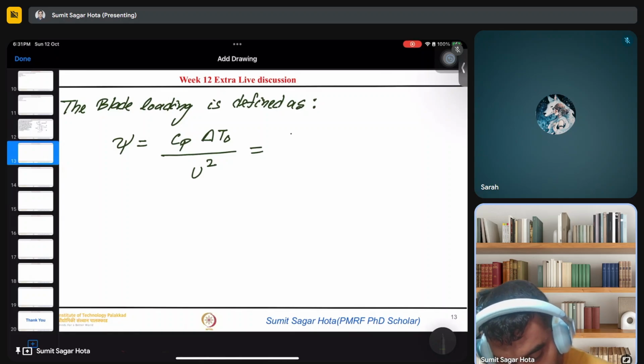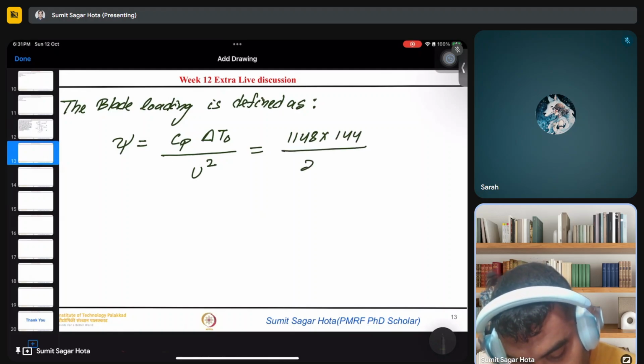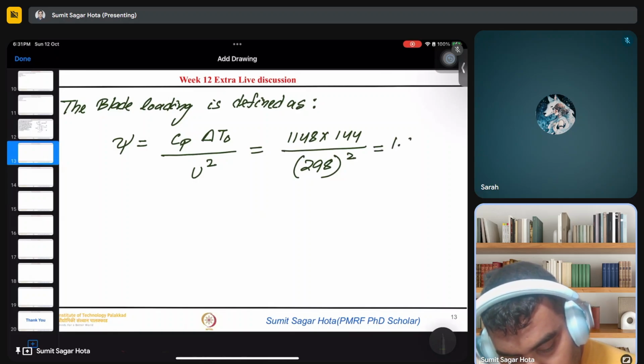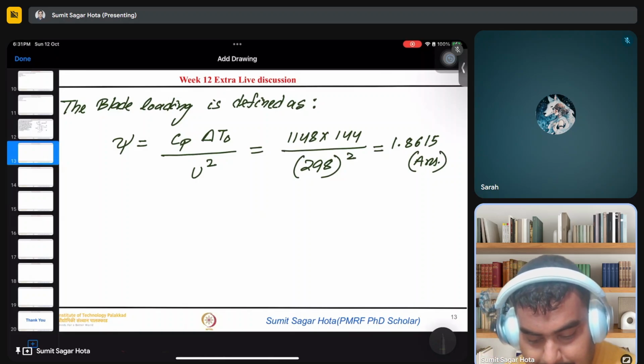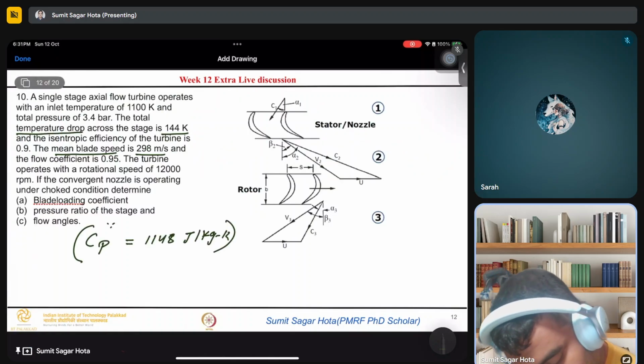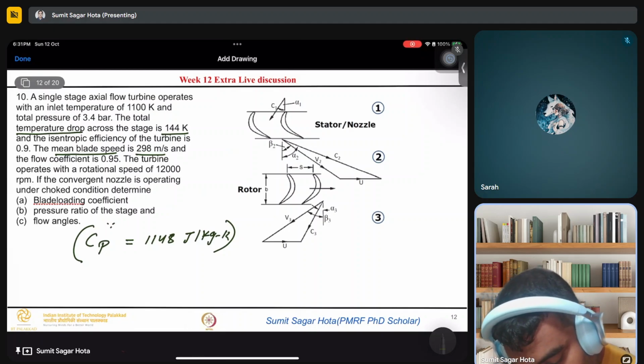So psi is equal to 1148 into 144 divided by 298 square. If you solve it, you will get the value 1.8615, and this is your answer. So let's go to the next question. The blade loading coefficient psi, we just got it as 1.865.